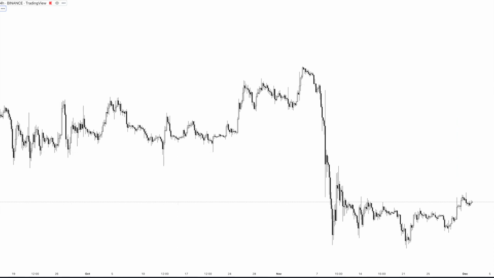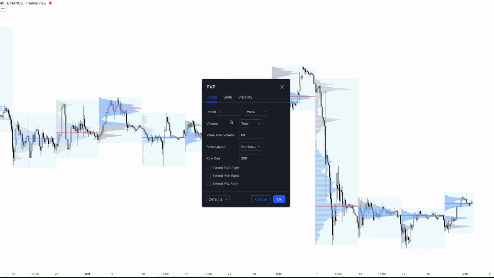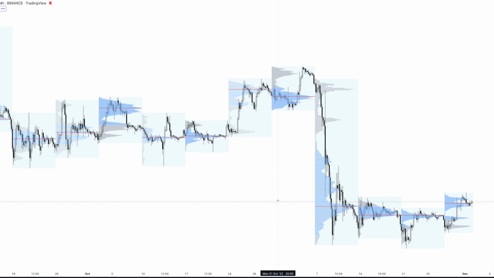Today we're going to use the periodic volume profile, and when you go into the settings, you can set it to the specific time. You want to change the row size, your colors, and just kind of play with it a bit. This is a weekly profile on Bitcoin. And so the blue is your value area, your red line is the point of control, which is the point at which the most volume was executed, and the gray is the area outside of volume.